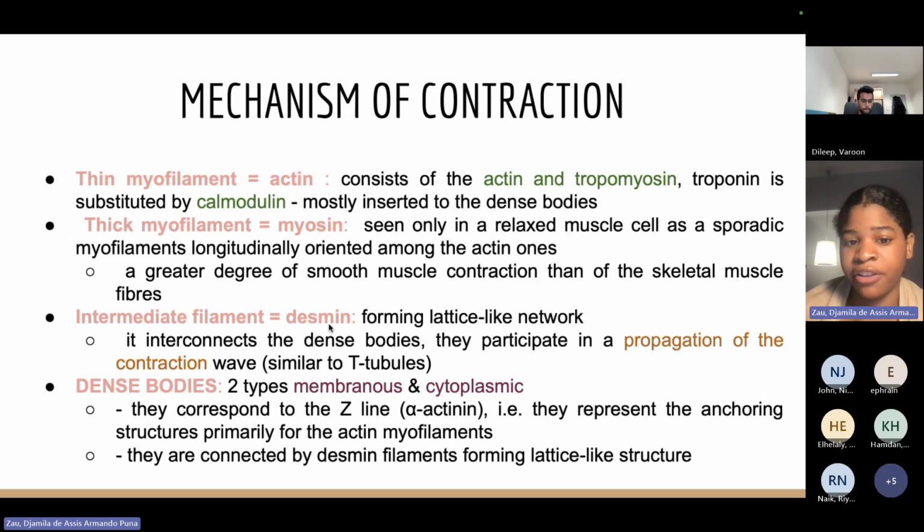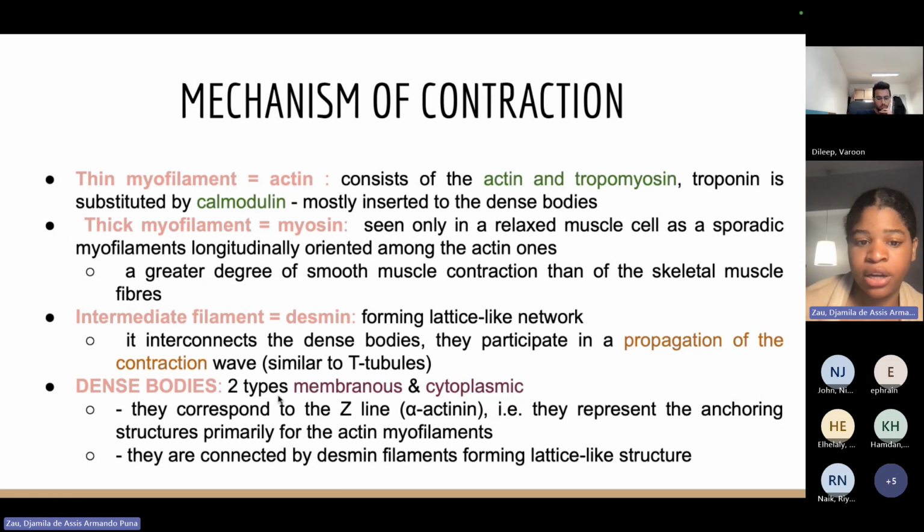You have the intermediate filament, desmin, and again, I will show you guys an image later after the slide so you guys can better visualize it. But desmin is basically going to form this lattice-like network, and it's going to interconnect the dense bodies. And this helps in the propagation of the contraction wave.